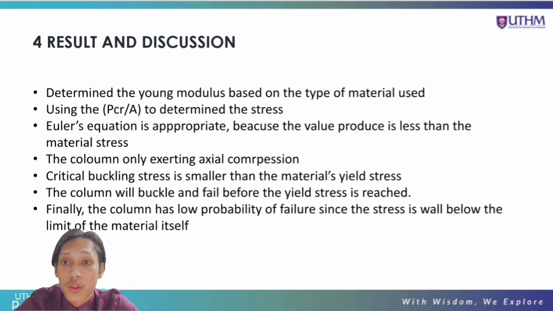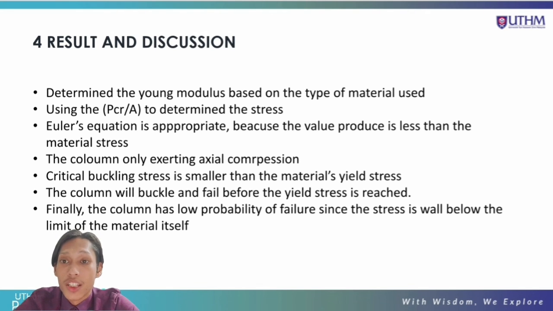Okay, now we continue to the result and discussion of the topic. Firstly, we begin by determining the effective length. Then we use the value to compute the critical load, where the Young's modulus is determined based on the type of material used, which is 68.9 GPa, and the computation yields a critical load of 202.3 kN. Then we use the equation of P_cr over A. From there we can determine the critical stress, which comes out as 72.25 megapascal.